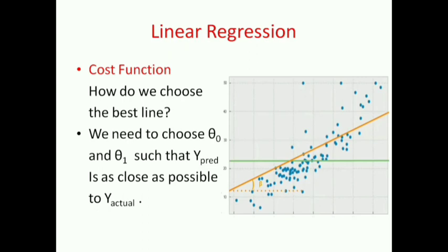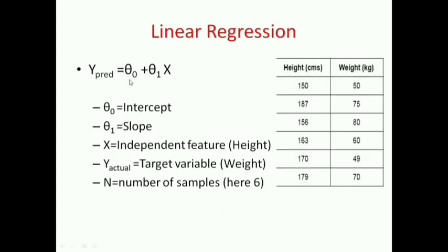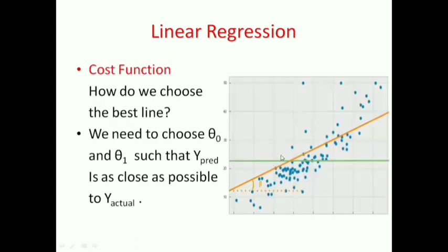It's not just about theta naught and theta 1. There can also be plus theta 2 into x2, or some different features apart from this height. So that is also an equation of a line. But for simplicity, we will be using a single variable here. So there are multiple lines that can pass through this data set.